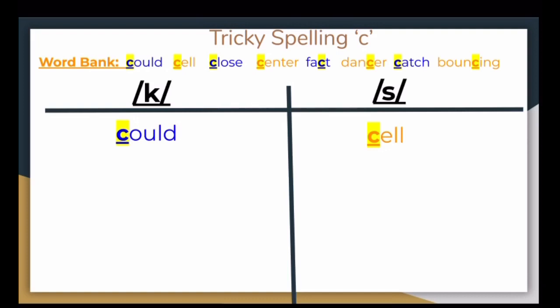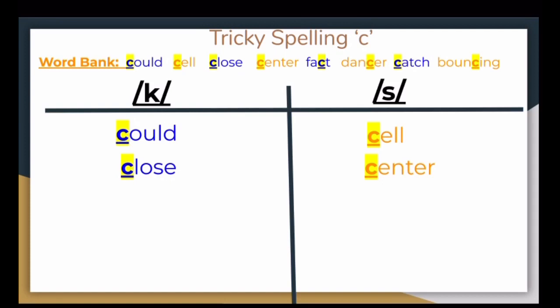Let's look at the word close. If it makes the K sound, touch your nose. If it makes a S sound, touch your head. Ding, ding, ding. If you're touching your nose, you're correct. Let's look at the word center. If it makes the K sound, touch your nose. If it makes the S sound, touch your head. Ding, ding, ding. If you said the S sound and you were touching your head, you're correct.